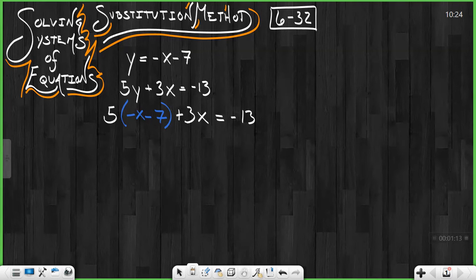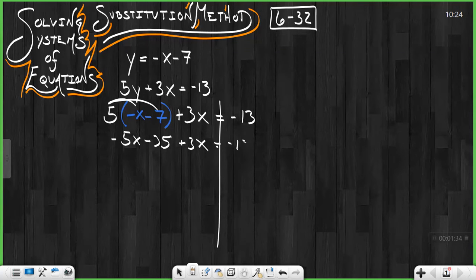The only thing you change is to remove the one variable that we know and replace it with what it's equal to. In this case, negative x minus 7. Once we do that, we have one equation with one variable, and I can solve it. Follow your normal steps for solving, which means distribute. So negative 5x minus 35 plus 3x equals negative 13. Then combine your like terms. Negative 5x and 3x give me negative 2x.